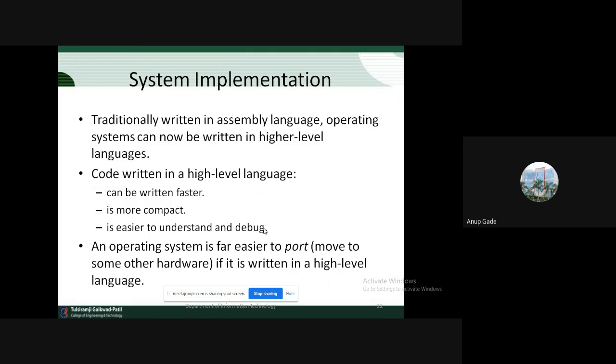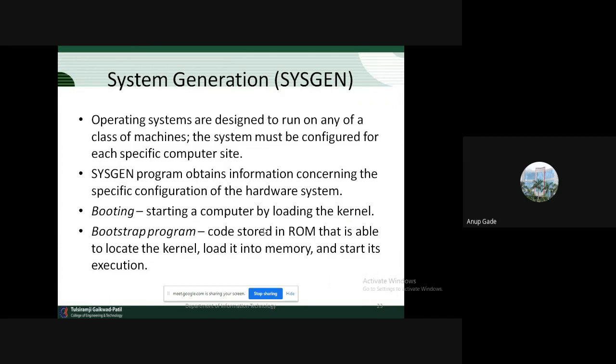Then move to the next part, system generation. Operating systems are designed to run on any type, any class of machine. The system should be configured for the specific requirements of a computer site. And whenever you load and execute your operating system, the hardware must be able to run it.